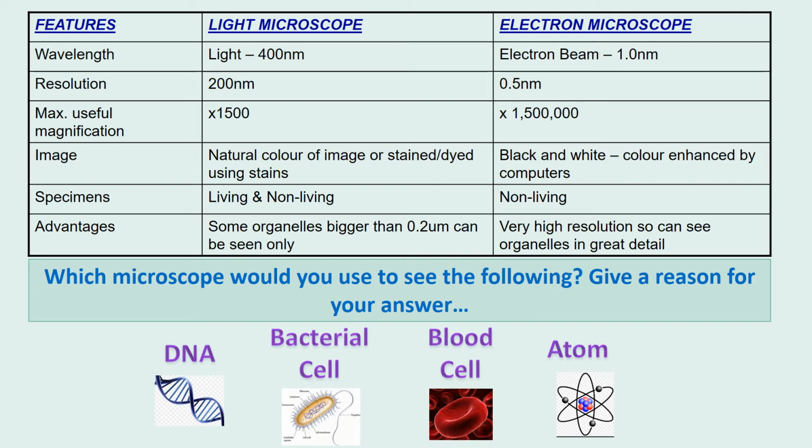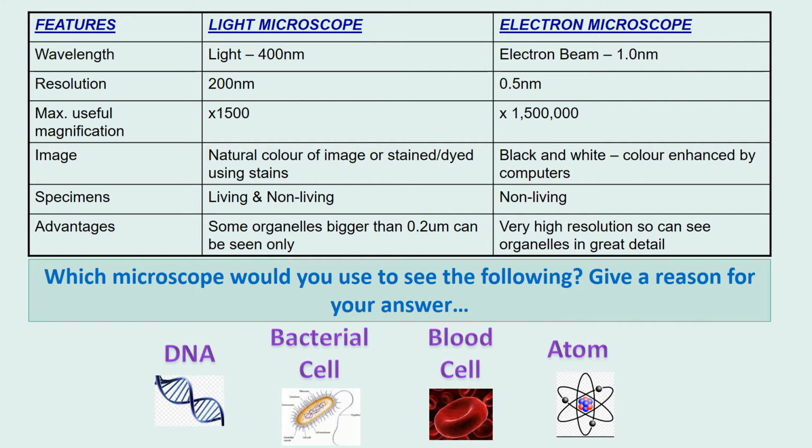What about an atom? So a light microscope uses the waves of light, so 400 nanometers, and the resolution is 200 nanometers, whereas with an electron microscope it's 0.5 nanometers. And look at the magnification. I mean, a huge amount more magnification on an electron microscope.